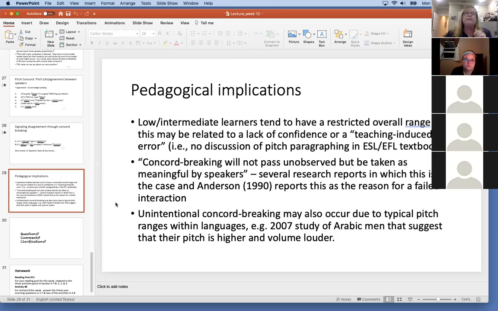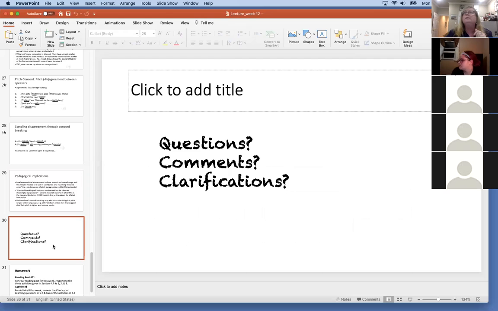All right. And that's what we have for chapter 5. Any clarifications? I'm particularly interested if anyone has had any of these experiences with their own students, or themselves, actually.